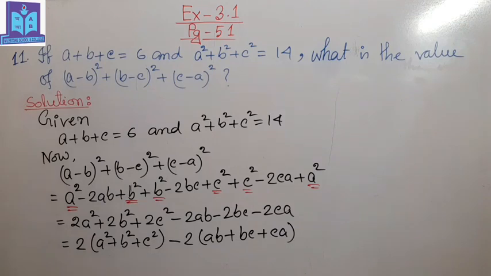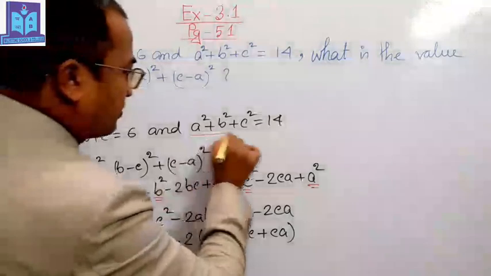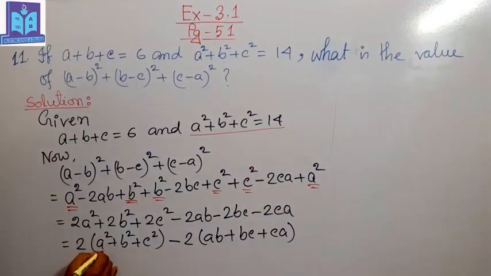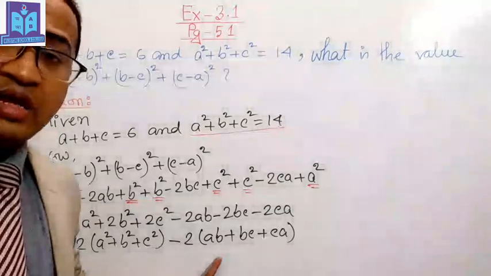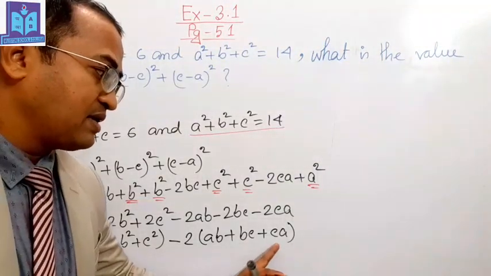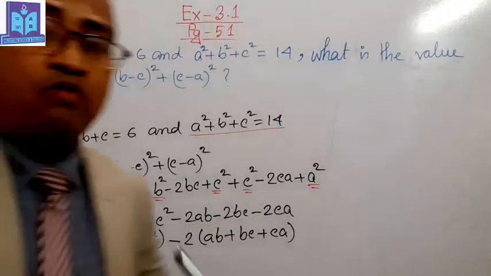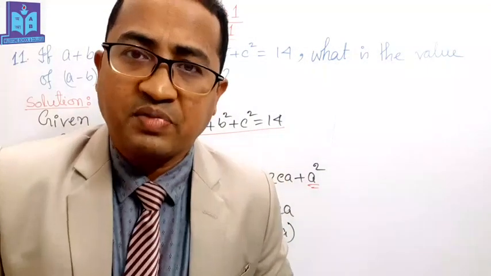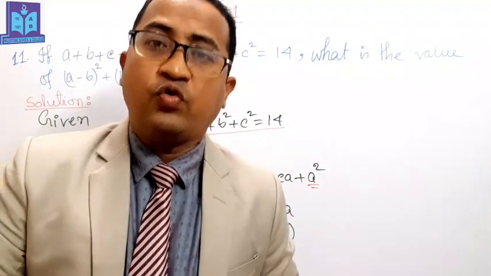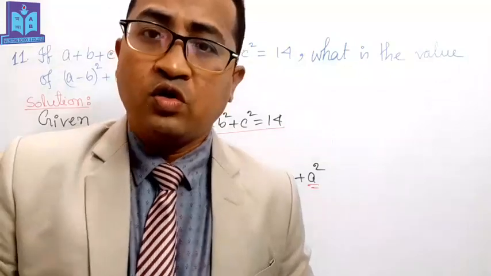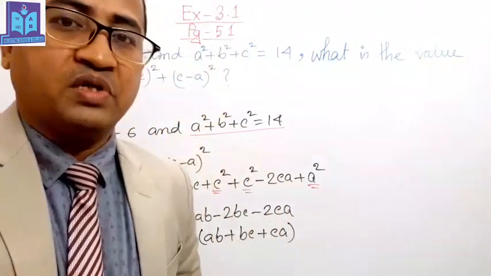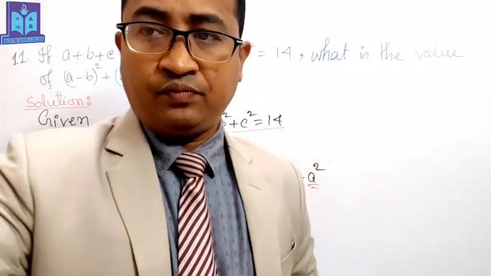Now look at the given fact. It is given the value of a square plus b square plus c square is equal to 14. But it is not given the value of ab plus bc plus ca. So how can we find out the value of ab plus bc plus ca? Again, we'll apply the corollary of 2 into ab plus bc plus ca.